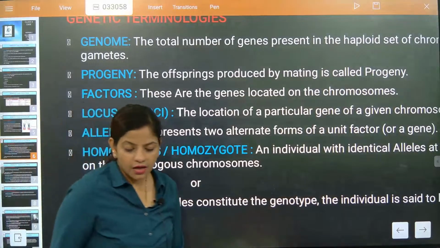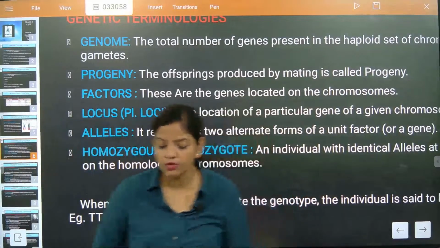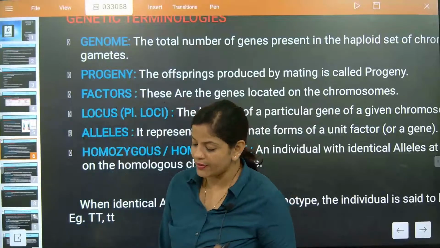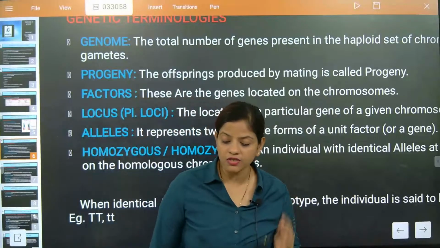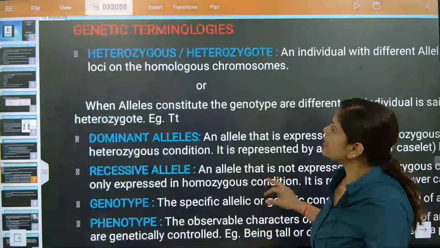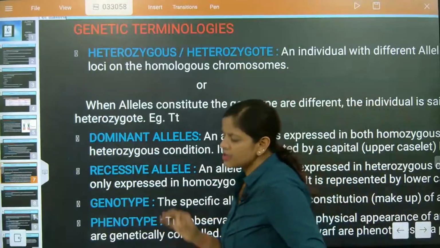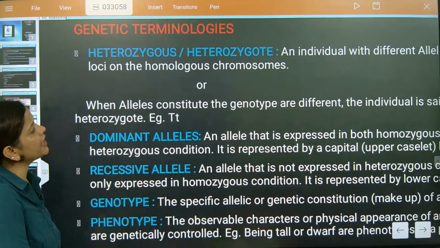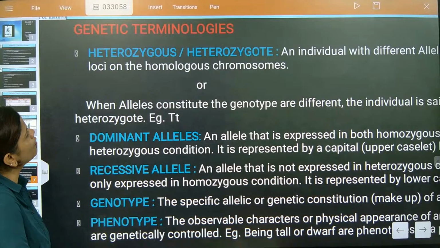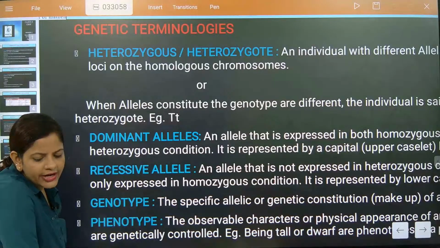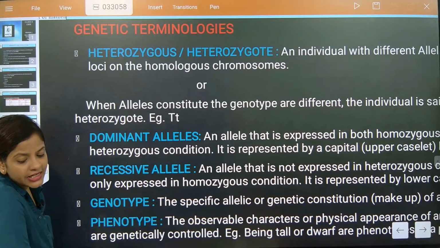So homozygous: either both capital T or both small t will be considered homozygous. This part we have discussed. Now heterozygous: one capital, one small. Either one capital or one small will be there. It will be considered heterozygous or heterozygote.